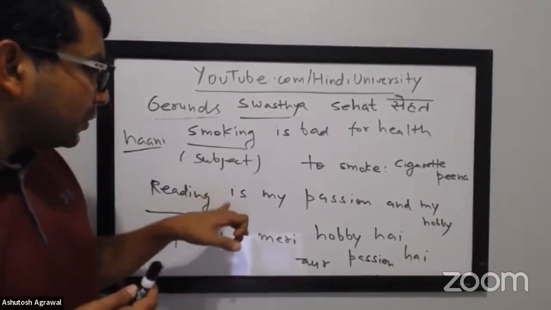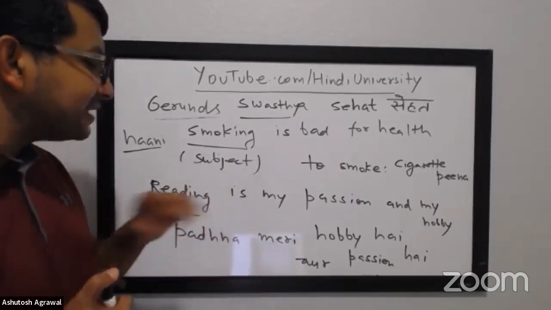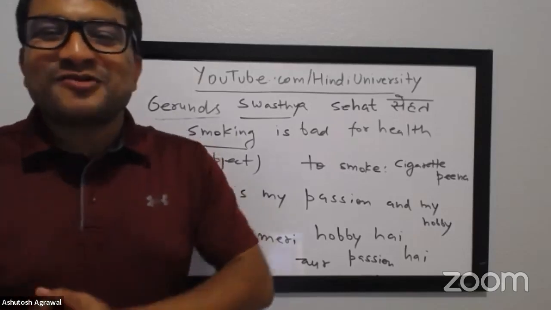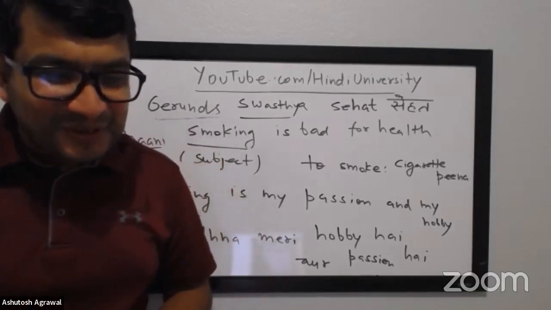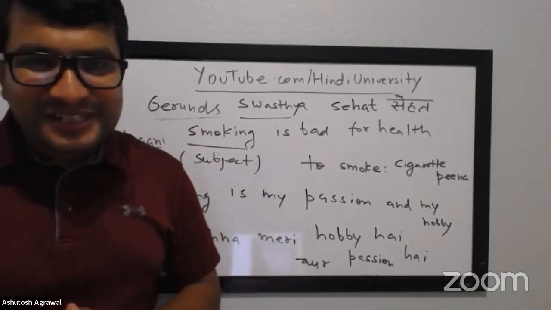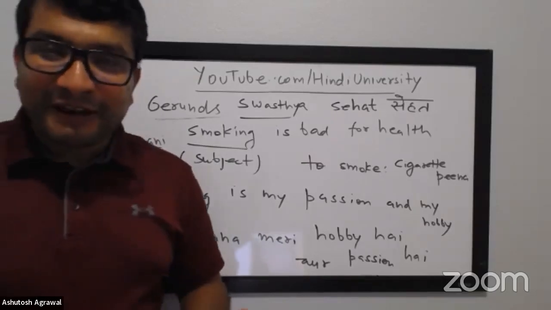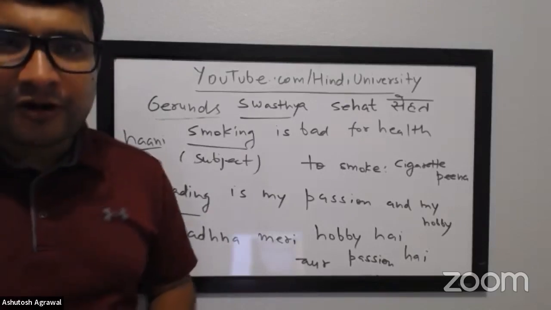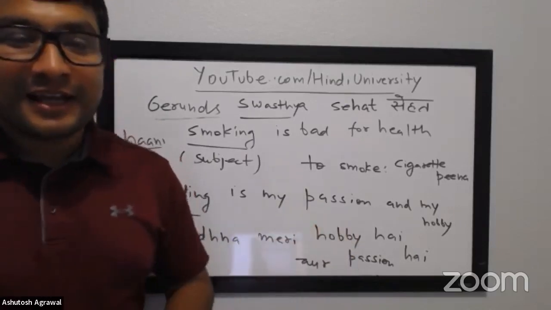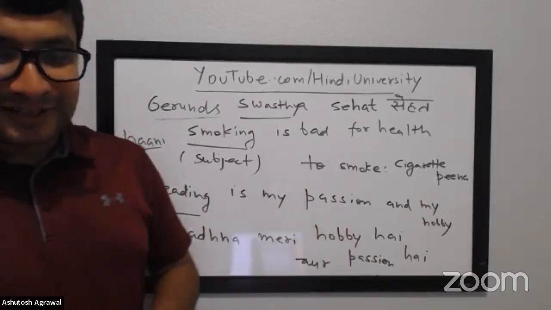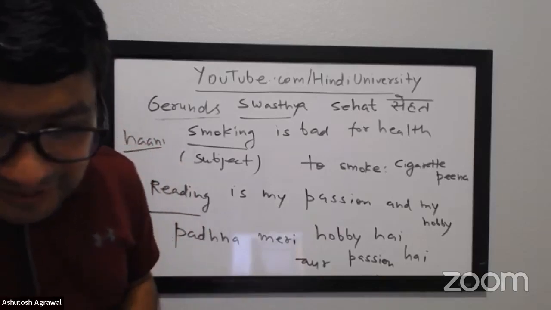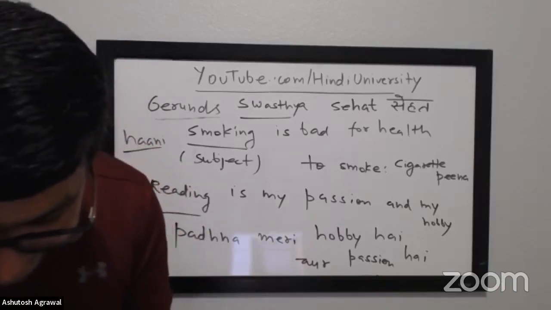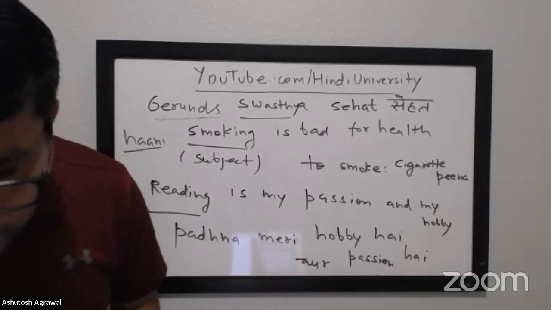Honestly, you can just replace it. Just like she said, reading is my hobby, you can simply say swimming is my hobby. Nobody's stopping you. So you can say tarna meri ruchi hai, where tarna is a gerund. Or skydiving karna meri ruchi nahi hai. You can say that too. Anyone else would like to try some more sentences before we move on to the more complex one?